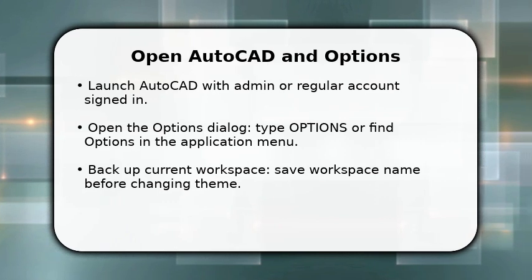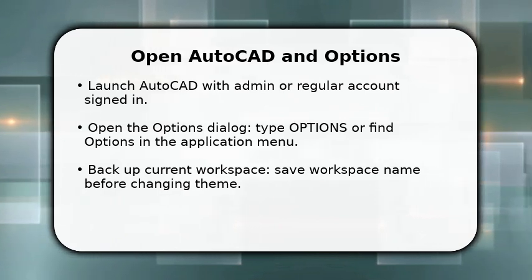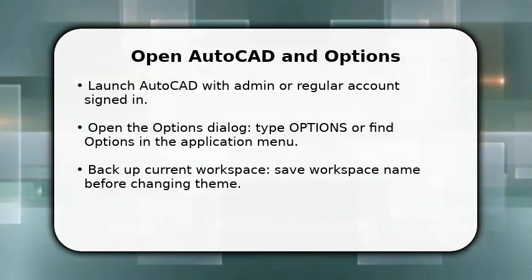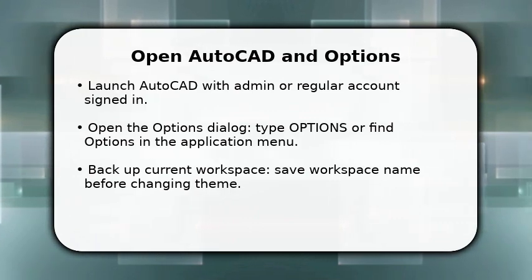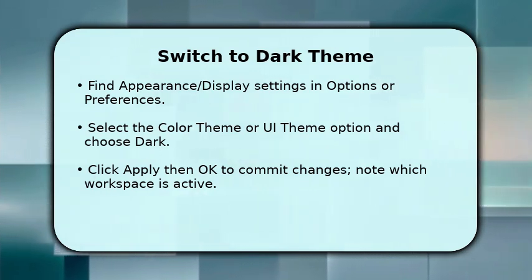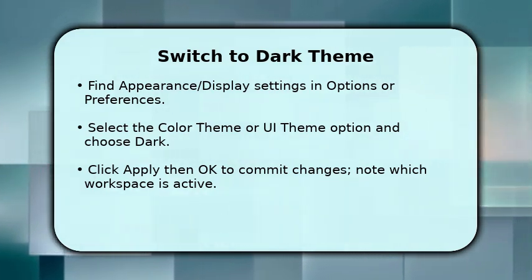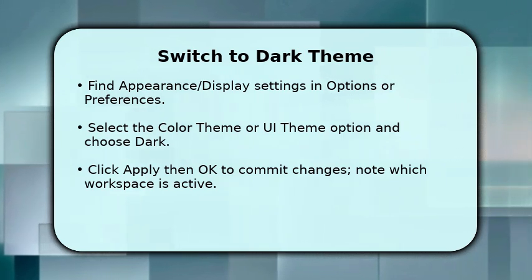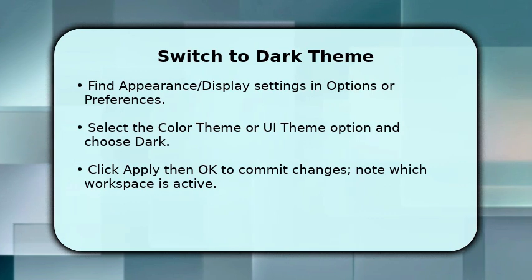Now change the theme. In the Display or Appearance section, locate Color Theme or UI Theme and select Dark. This toggles interface colors and palette defaults, so your drawing area and tool palettes adopt the dark background. After selecting Dark, click Apply to preview and OK to finalize.